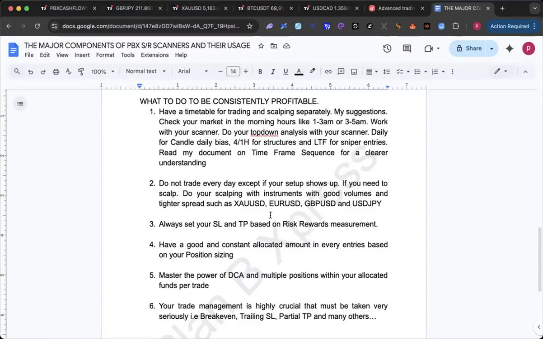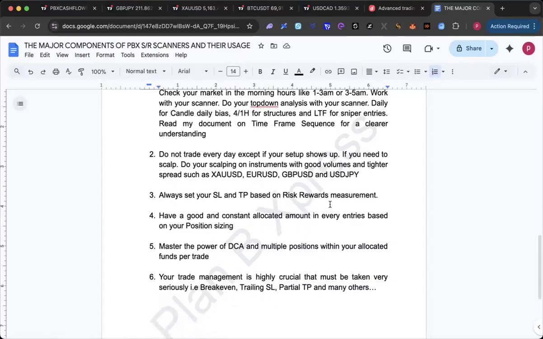If you need to scalp, do your scalping on instruments with good volumes and tighter spread, such as XAU USD, Euro USD, GBP USD, and all of this. Always set your stop loss and take profit based on risk reward measurement. That thing I use. Have a good and constant allocated amount in every entry based on your position sizing. Master the power of DCA and multiple positions within your allocated fund per trade.